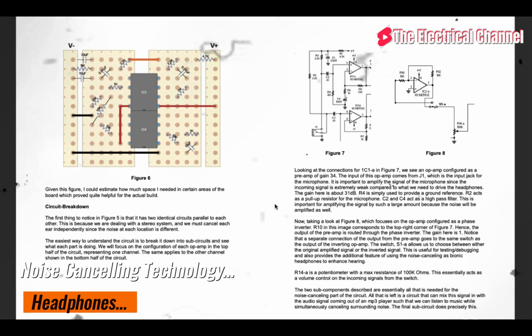All that is left is a circuit that can mix this signal in with the audio signal coming out of an MP3 player, such that we can listen to music while simultaneously canceling surrounding noise. The final sub-circuit does precisely this.